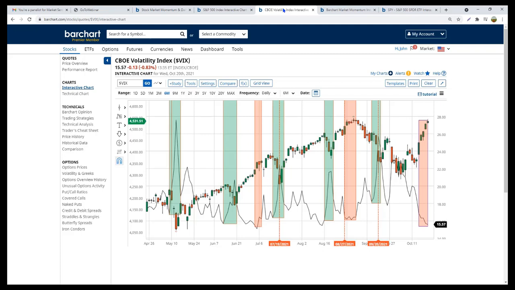Now, there is an adage, something that goes like, bull markets are born on low volume and die on high volume, and bear markets are born on high volume and die on low volume. So there is some kind of correlation there.